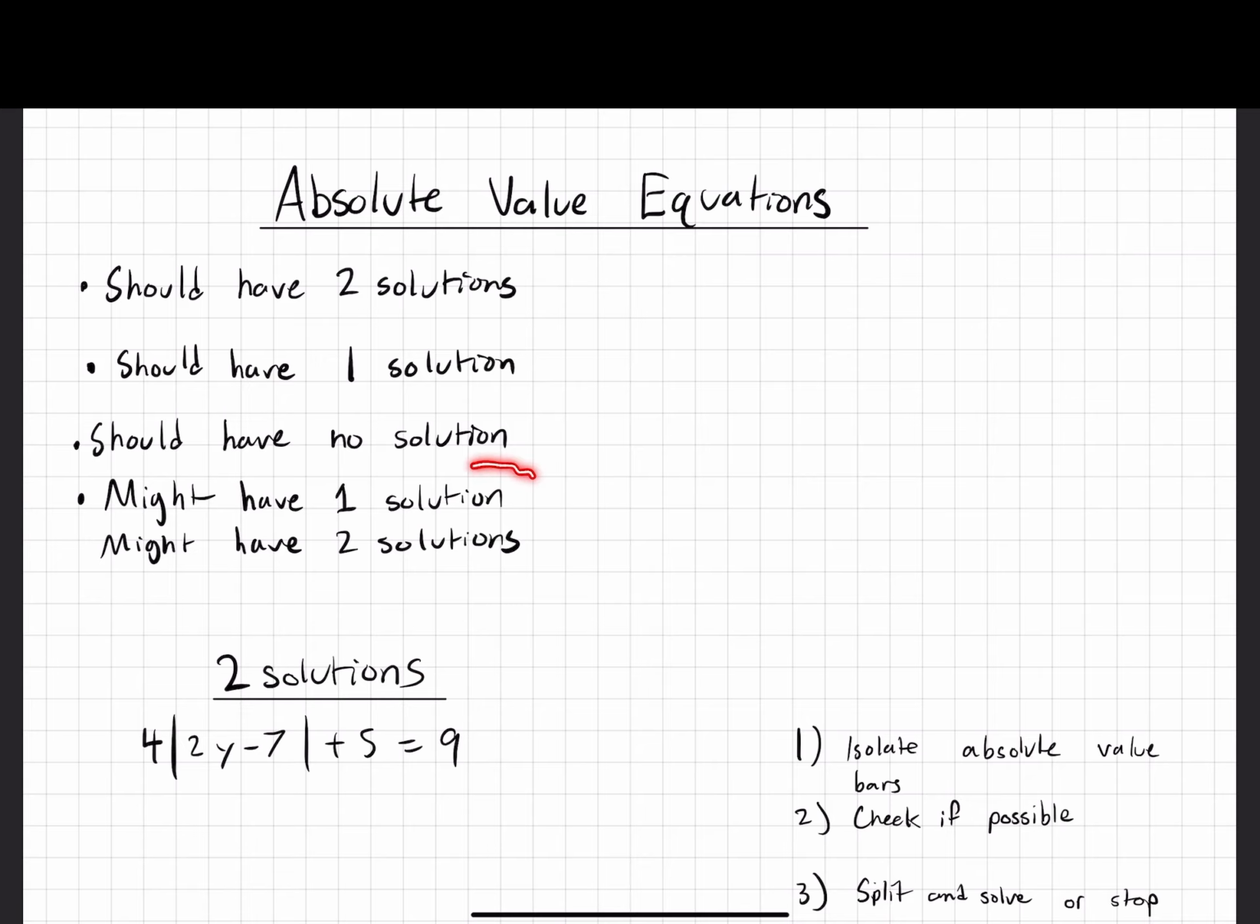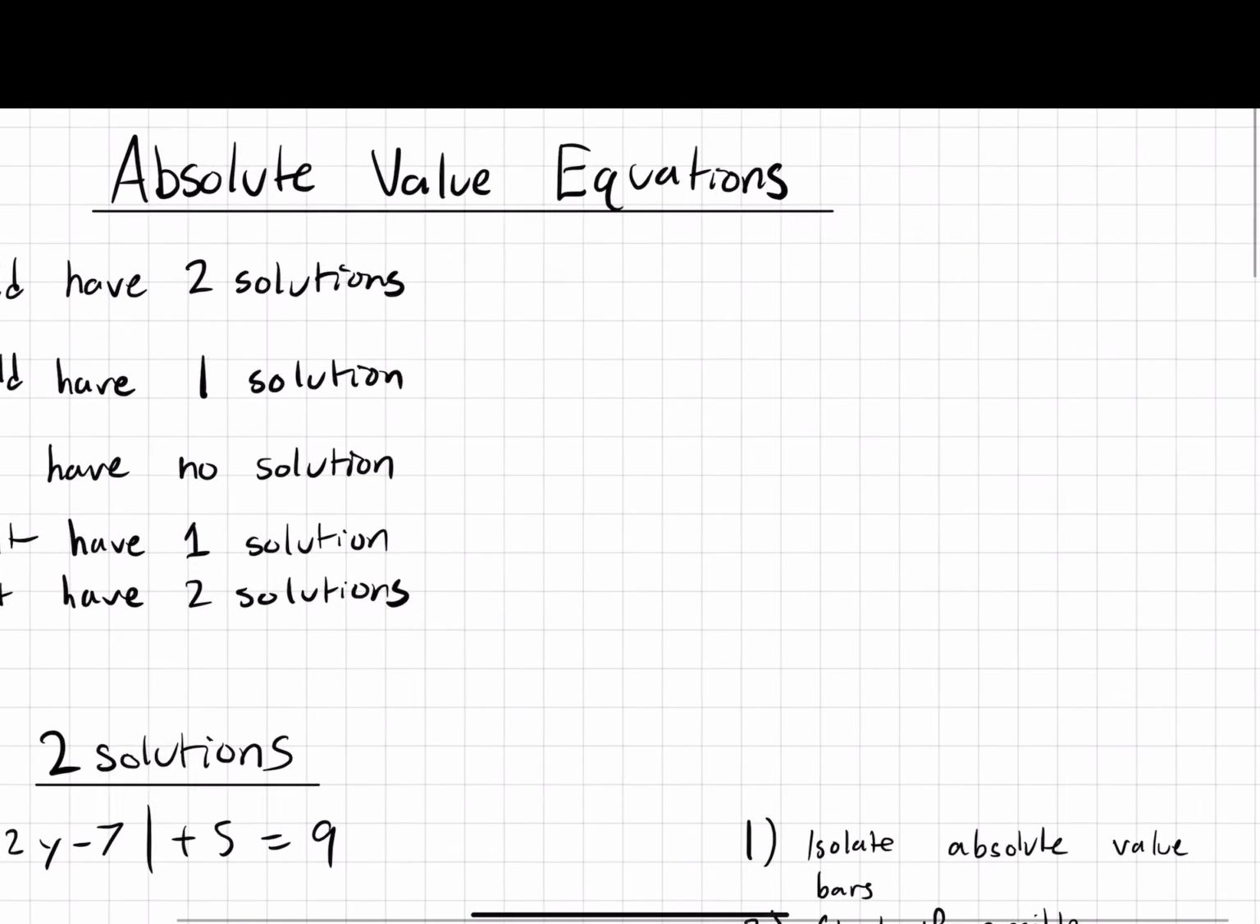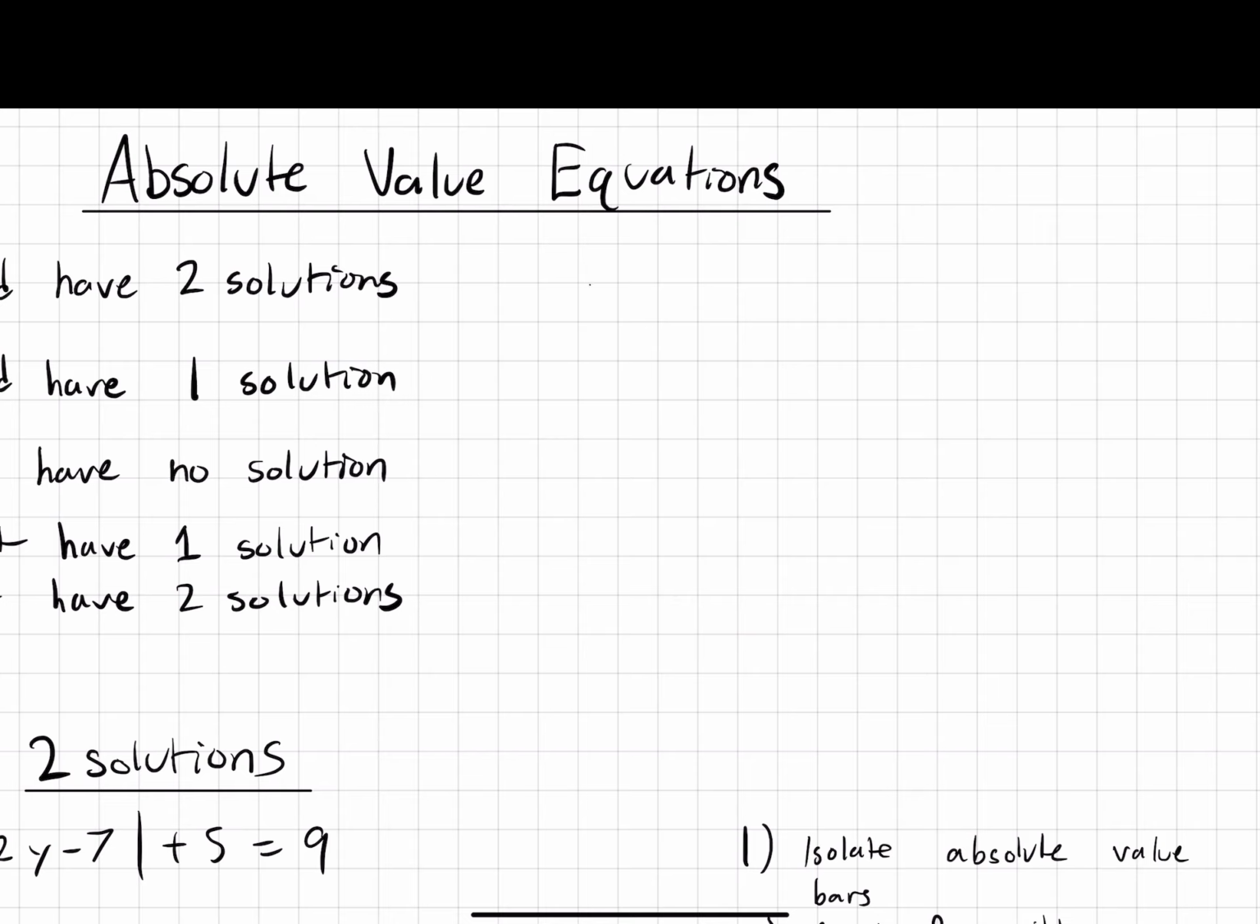Really, the only one that takes any extra thought or effort is the fourth. But these three, two solution, one solution, and no solution, actually have straightforward reasons why and why they don't happen. So we need to look at what an absolute value bar actually does. The absolute value of anything can only yield a certain amount of results. The answer to this question will always be something that is positive or greater than 0.